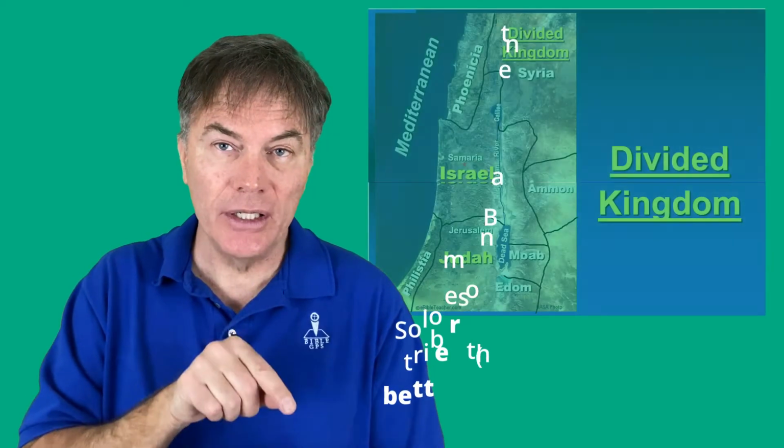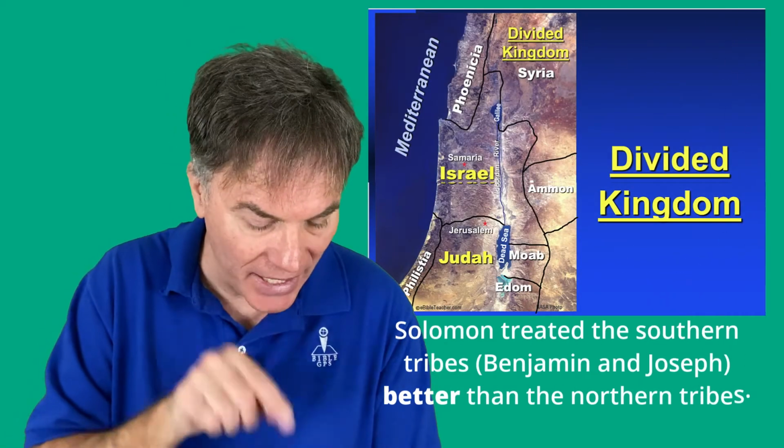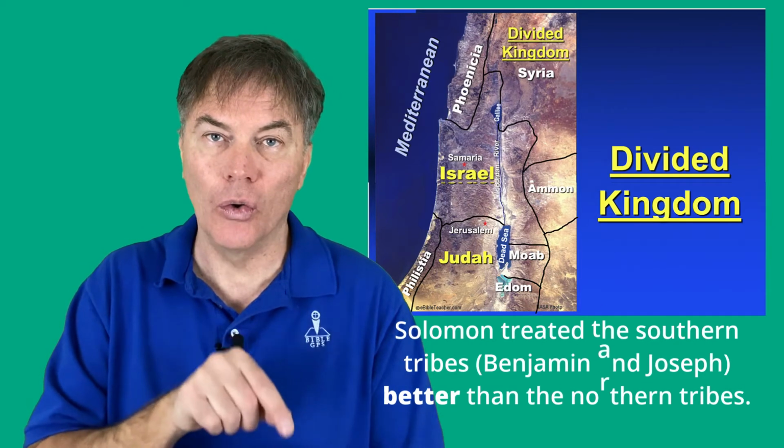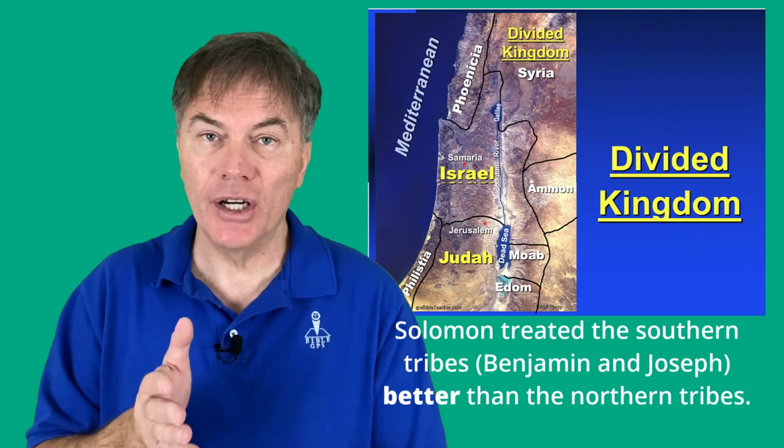Solomon accumulated a lot of wealth. He married women from foreign countries and he started to worship their gods as well. So he turned away from the Lord, and it really grieved the Lord. And then Solomon continued to tax the 10 northern tribes way more than the 2 southern tribes. So he treated the southern tribes better than the northern tribes. And that was very unfortunate.